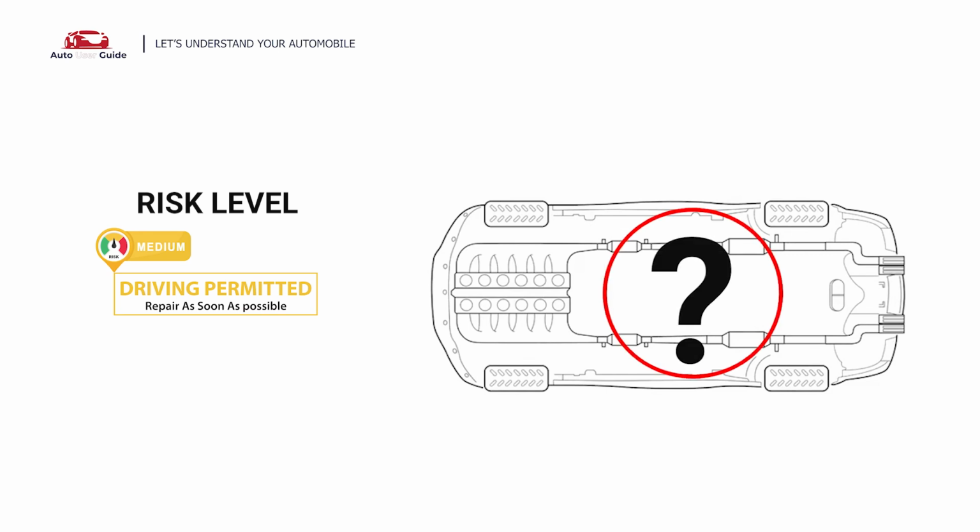This engine code indicates that the PCM has detected a problem with the voltage supplied to one or more sensors, or that a sensor is not performing within expected parameters. Under this circumstance, short-distance driving is permitted, but your vehicle should be repaired as soon as possible.